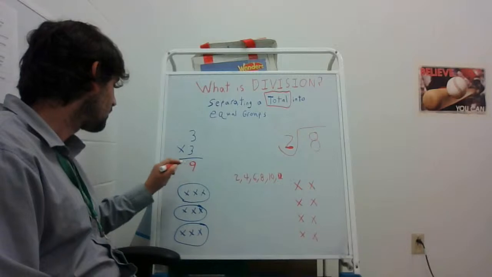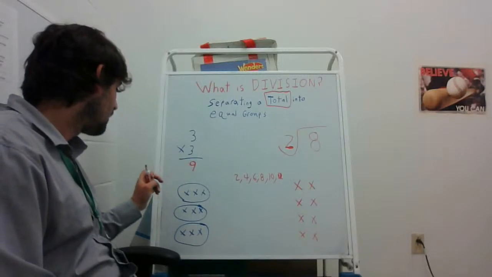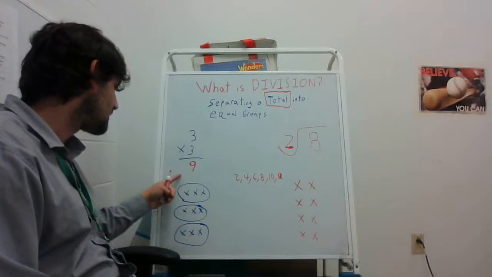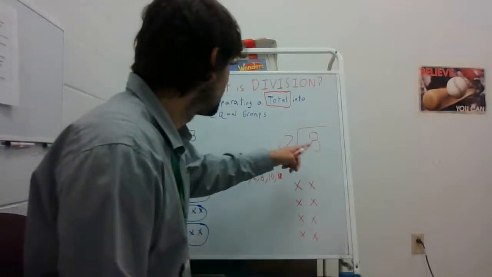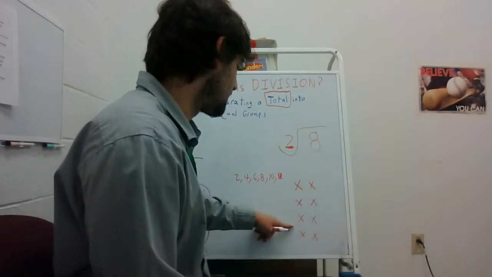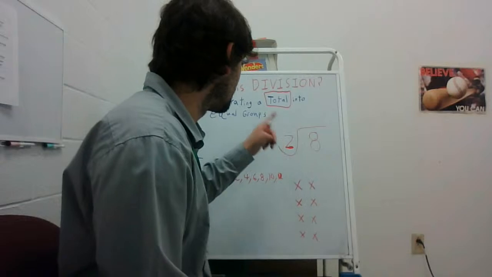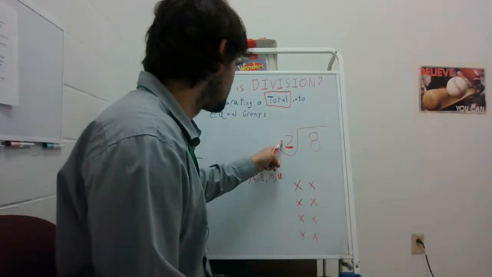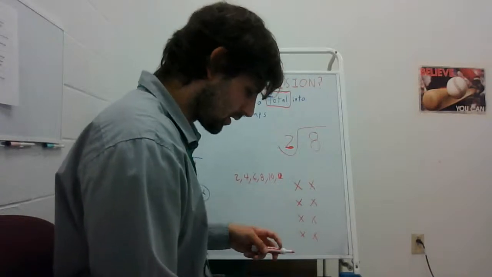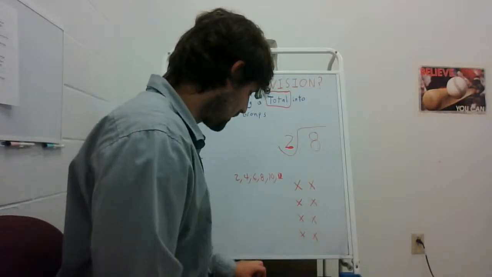We have 3 circles with 3 x's in each circle, and the total amount of x's is 9. Here, we have the total. We know that there's a total of 8 x's, but we don't know what 8 divided by 2 is. If we divide these 8 x's into 2 groups, what do we get? So I'm going to do that right now.